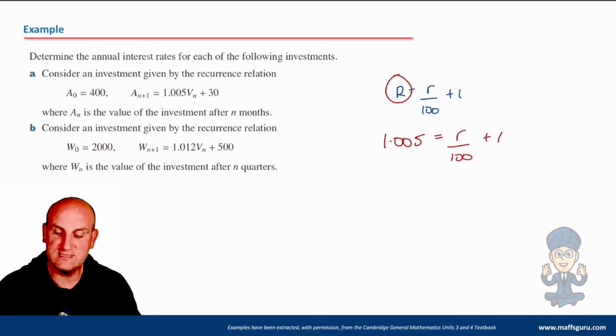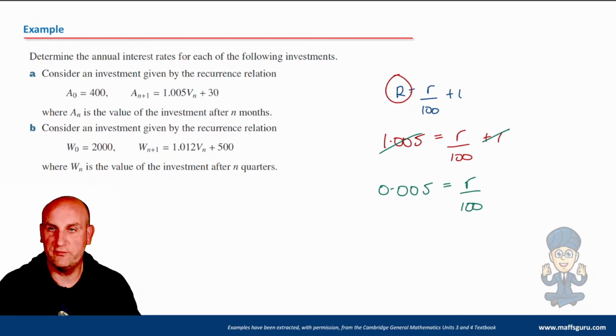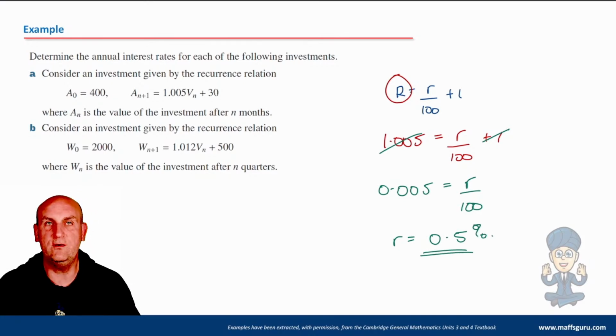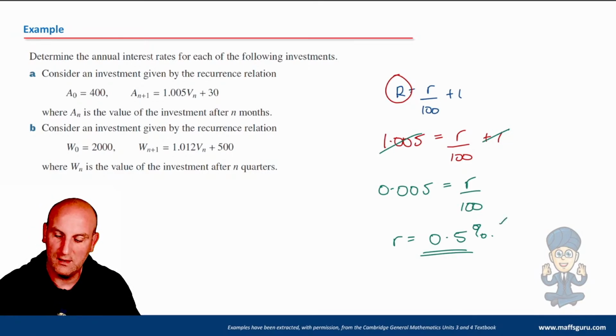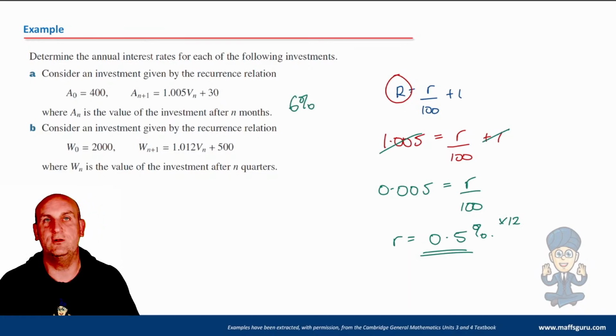So what I tend to do now is take 1 off of both sides. That gives me 0.005 is R on 100. And then I times both sides by 100. So R now would be 0.5. Is that my percentage? Well, as it turns out, that is per month. It doesn't want per month, it wants your annual interest rate. Well, because I know there are 12 months in a year, I would multiply that by 12, in which case that would give me an interest rate of 6%.